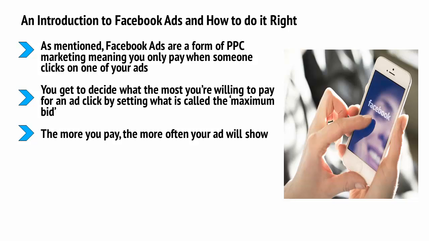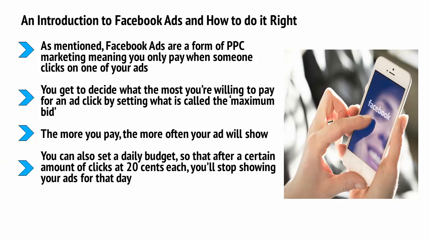You can show ads a lot for a low price if you pick a smaller niche with less competition. Another reason not to pick fitness if you want to make money fast. You can also set a daily budget, so after a certain amount of clicks at 20 cents each, you'll stop showing your ads for that day. This makes it very easy to set yourself a specific budget and to avoid spending too much.